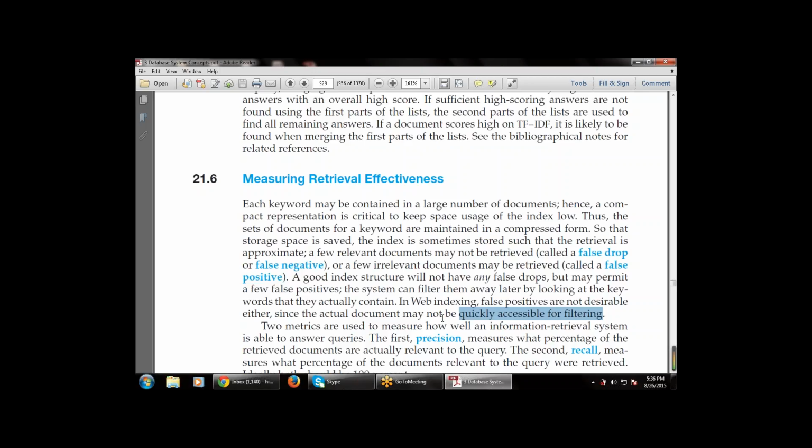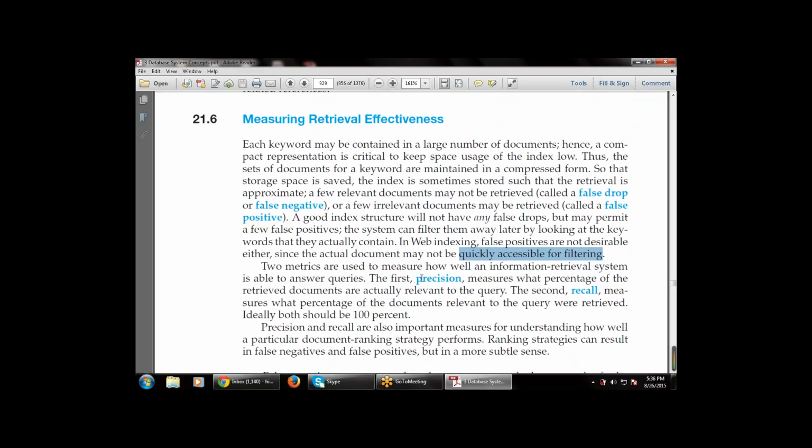Two metrics are used to measure how well an information retrieval system is able to answer a query. The first is precision, which measures what percentage of the retrieved documents are actually relevant to the query. The second is recall, which measures what percentage of the documents that are relevant to the query were retrieved.